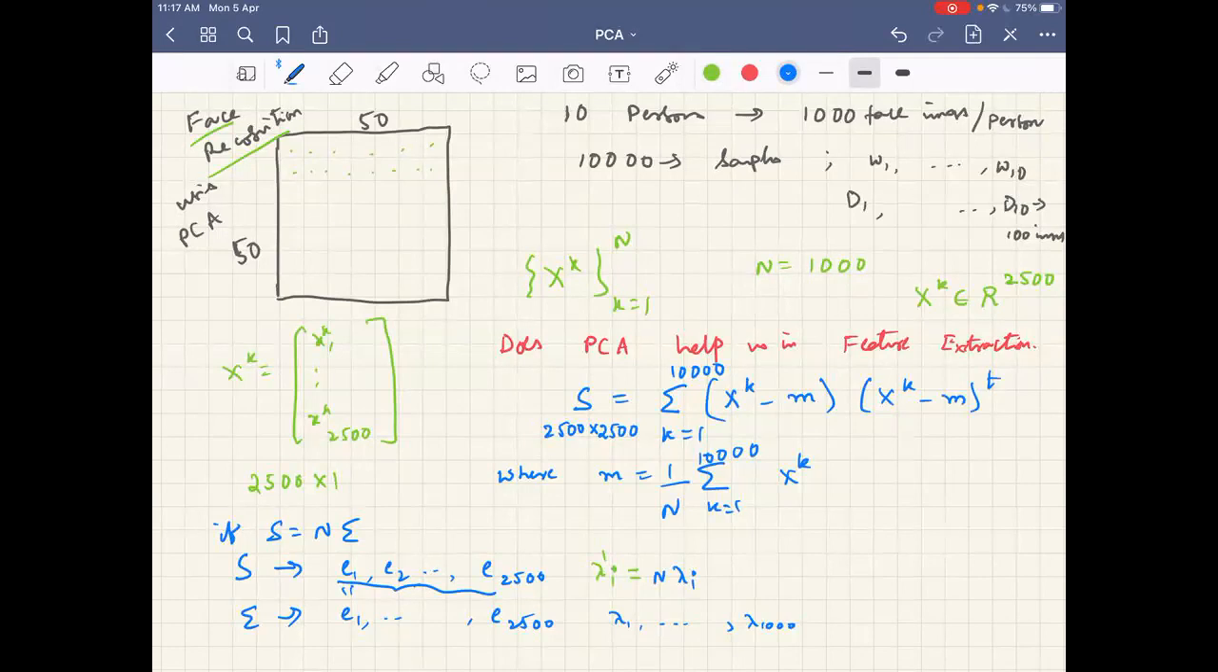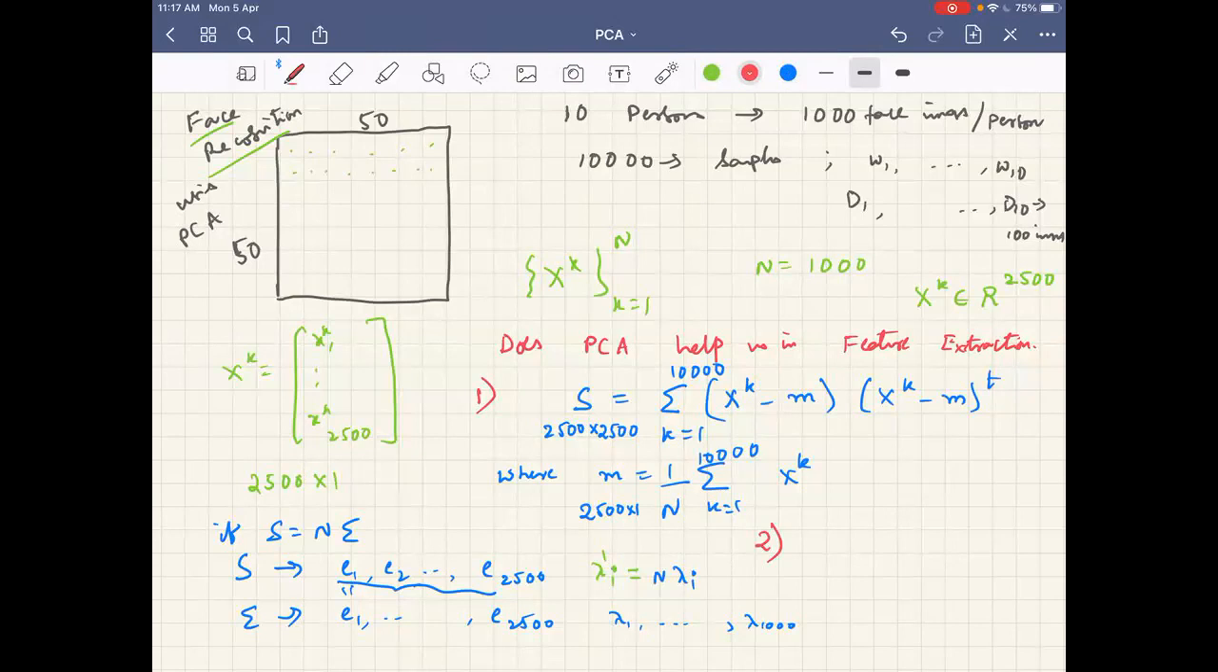So we have the scatter matrix in place now. We have the mean vector. What is the dimension of the mean vector? 2500 by 1. Good. So now what do we do with this? We have the scatter matrix now. This is the first step. What is the next step? We got the scatter matrix from the samples. Then what should we do?